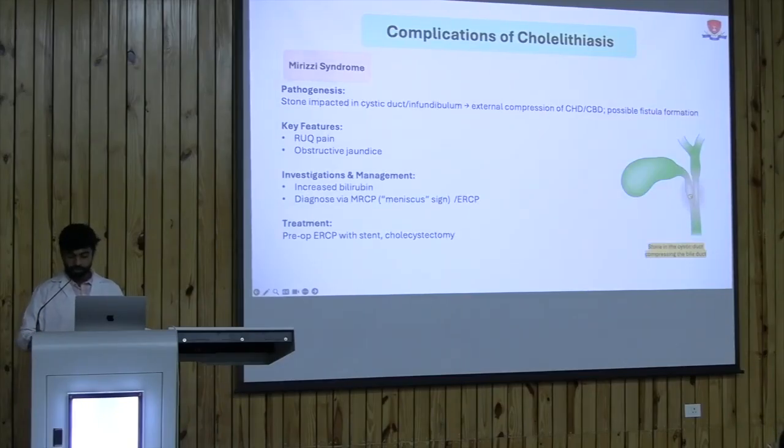Lastly, we have Mirizzi syndrome, a rare yet a serious complication. Mirizzi syndrome results from a stone impacted in the cystic duct or the gallbladder infundibulum, compressing the common hepatic duct or the common bile duct externally. It may also lead to possible fistula formation. Patients present with right upper quadrant pain and obstructive jaundice. Lab findings include elevated bilirubin levels, and imaging with MRCP or an ERCP may show the classical meniscus sign.